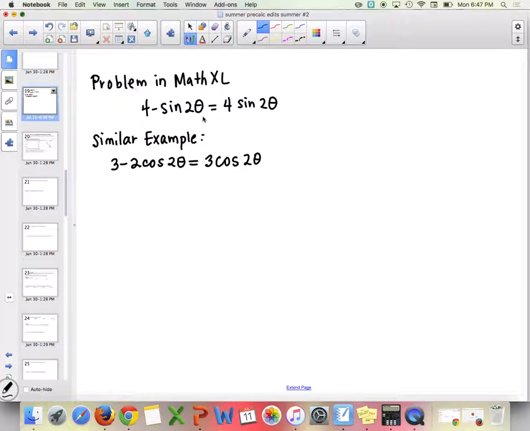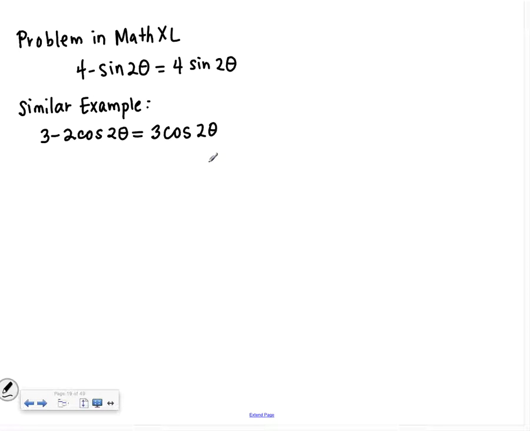I had a couple of you guys ask about a problem in MathXL that looked something like 4 minus sine of 2 theta equals 4 sine of 2 theta, and you were supposed to find the solution on 0 to 360 degrees. I didn't want to do exactly the same problem, but I did want to do an example that's similar to that.